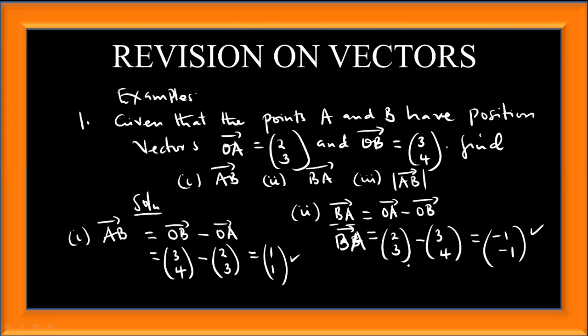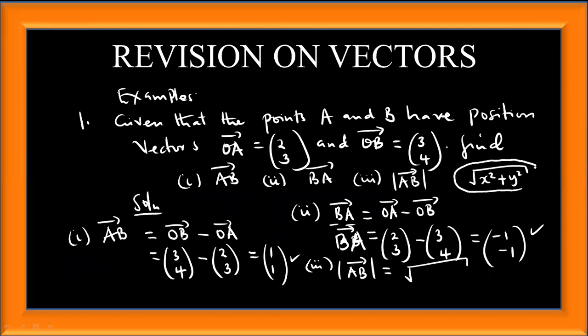Then in Roman 3, they want us to get the magnitude of AB. You simply remember the formula, which says you take the square root of the x coordinate squared plus the y coordinate squared. This is our formula for getting the magnitude, or the length, of a given vector. So we get 1 squared plus 1 squared, which is 1 plus 1. That gives us root 2.